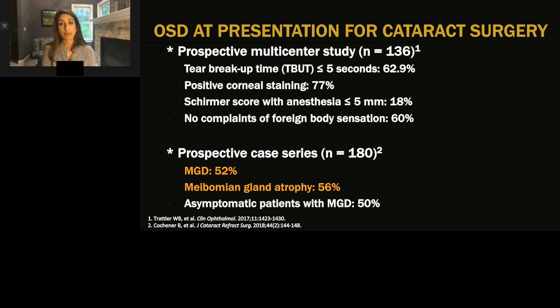So let's look in the literature a little bit about what we know as it relates to ocular surface disease at the time of cataract surgery. This is a study by Bill Trattler and colleagues, and they found that in their study, almost 63% of patients had reduced tear breakup time of less than 5. 77% had corneal staining at presentation. Another study that specifically looked at MGD found MGD to be present in 52% of patients presenting for cataract surgery. And over half of the patients actually had some level of meibomian gland atrophy. So these are both very common at the time of surgery.